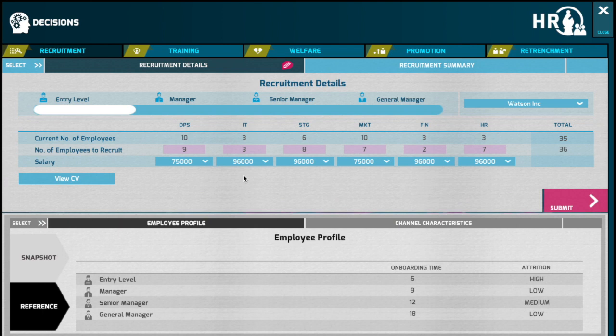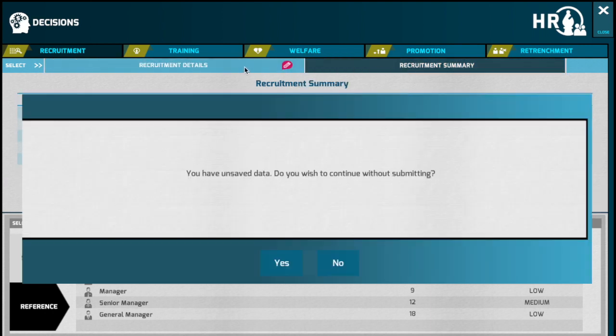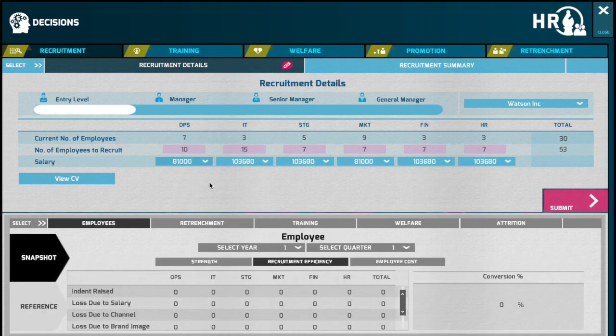Now let us take a look at an example of how you could start recruiting people for your virtual organization. Based on your strategic plan and the request from other departments, you would be in a position to start recruiting people for various departments and designations. In order to place a recruitment request, you would first need to determine whom you are going to recruit and for which department.